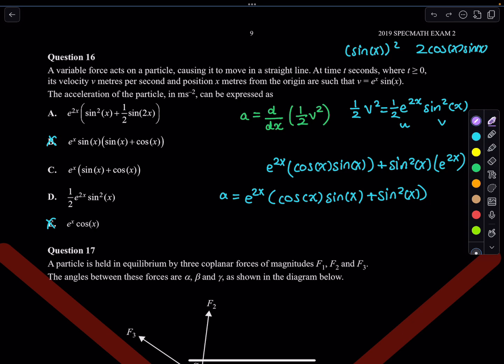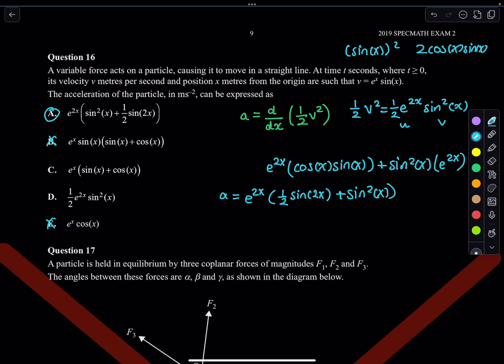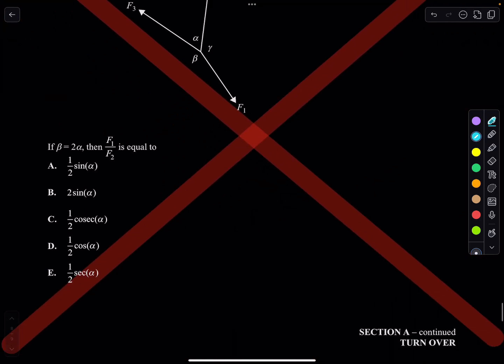Okay, wait. Well, we know what half sine 2x is. We know that sine 2x is 2 sine x cos x. So if I divide both sides by 2, which is times a half, I can replace that part here with half sine 2x. There it is, actually. Yes, we can do that, which is half sine 2x plus sine squared. Yep, it's actually A in that case. So let's choose A. This is mechanics, not a study design.